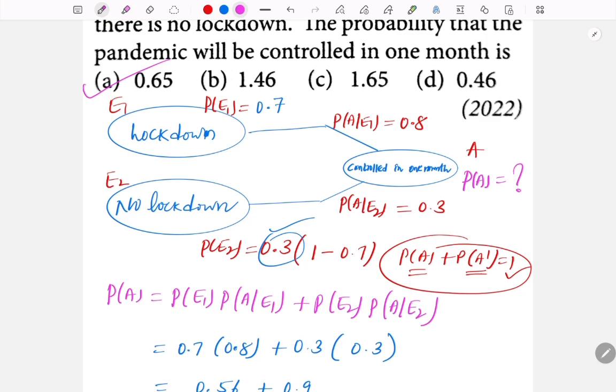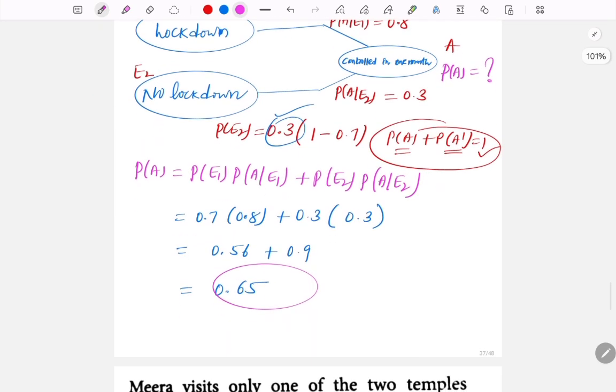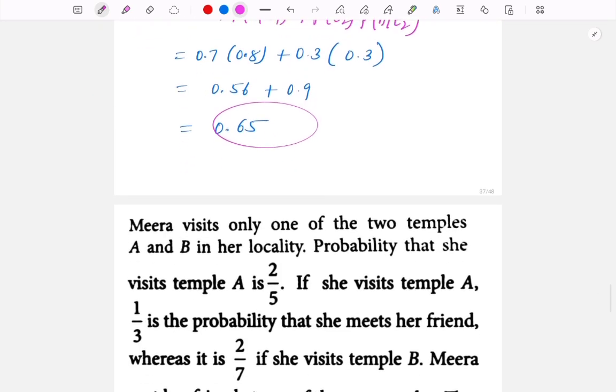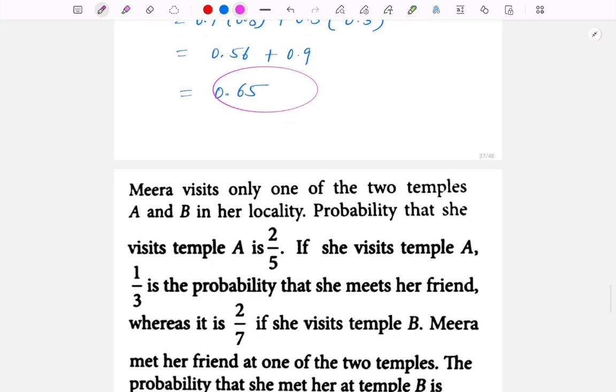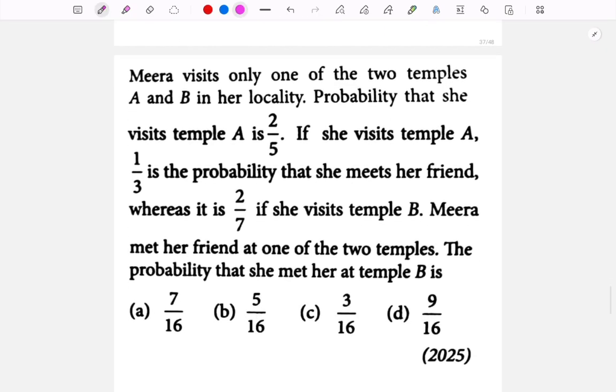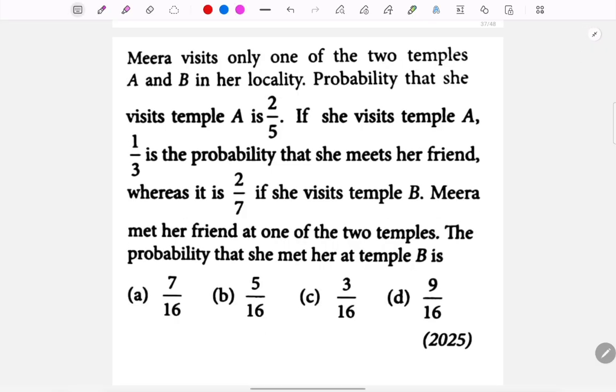So this is the way, students, you can use the law of total probability to solve this. We can use either the law of total probability or Bayes' theorem to find it. This question now asks to use Bayes' theorem, so we will solve this question by using Bayes' theorem. Okay, now see this question. It is clearly Bayes' theorem.